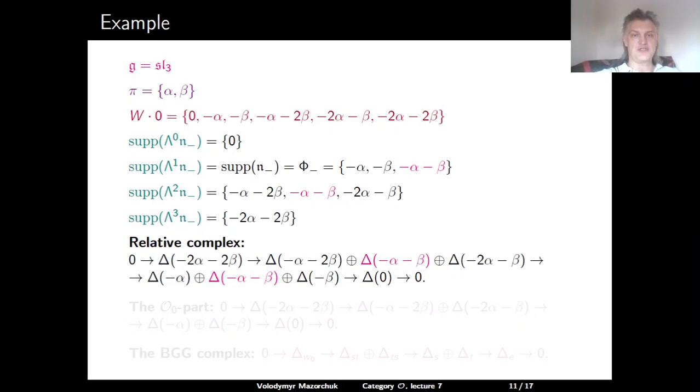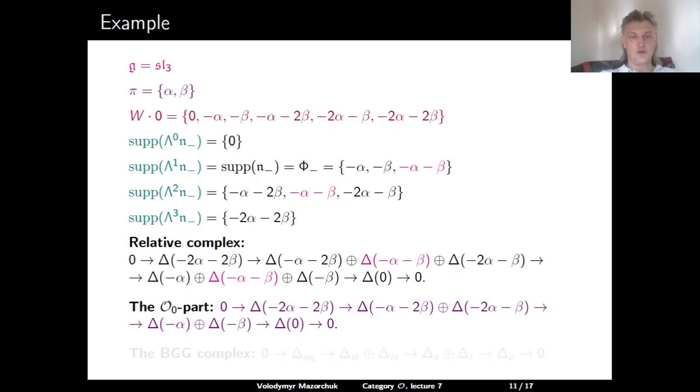So the relative cohomology complex will have the following form. It starts from 0, then we go to delta of minus 2 alpha minus 2 beta, then to the sum of 3 deltas with weights minus alpha minus 2 beta, minus alpha minus beta, and minus 2 alpha minus beta. Then the sum of deltas for minus alpha, minus beta, then delta 0, and then 0. Note that the weight minus alpha minus beta, which appears in the relative complex, is not in the dot orbit of 0. So therefore, these summands lie outside O_0 and can be just thrown away from our resolution.